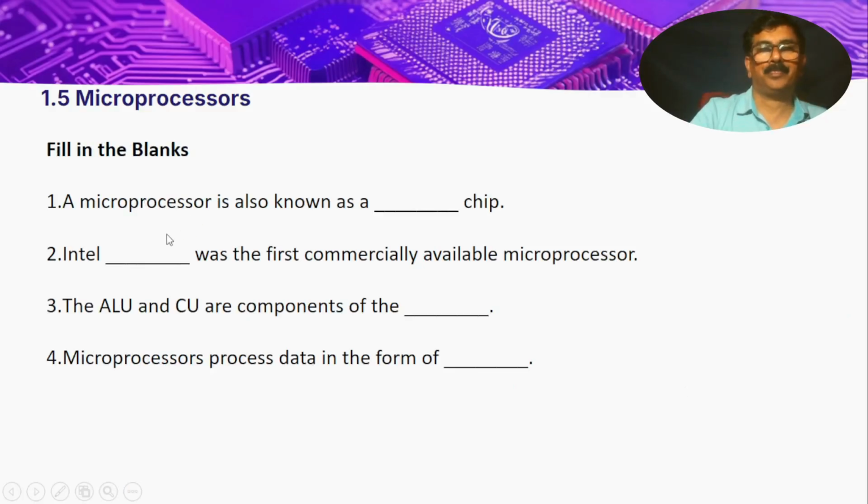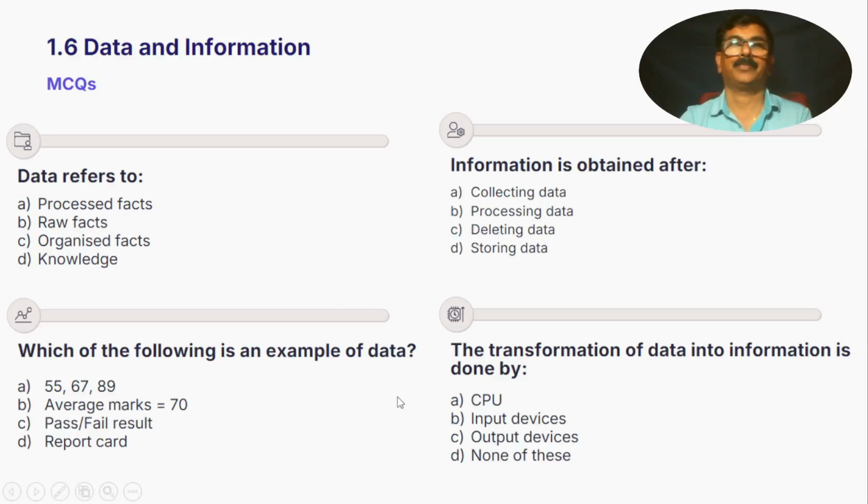Fill in the blanks. A microprocessor is also known as dash chip. A microprocessor is also known as a processor chip. Intel dash was the first commercially available microprocessor: 8080. The ALU and CU are components of the CPU. Microprocessors process data in the form of bits, or binary.